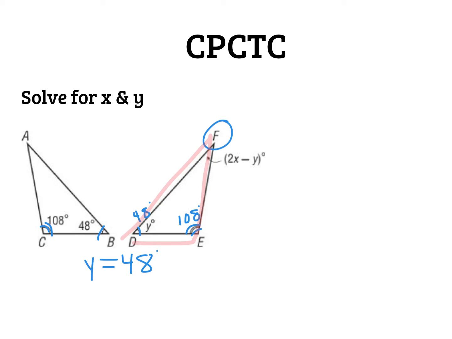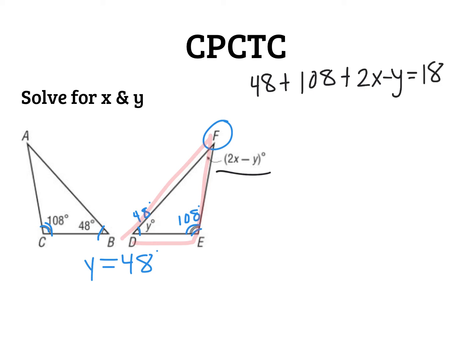Okay, so we can set up the problem like this. I'll put this one in black. We can say 48 degrees plus 108 degrees plus this piece, 2x minus y, should equal 180 degrees. Now, I know what x is now. Sorry, I don't know what x is. I know what y is from our previous answer, so I'm going to plug it in there.